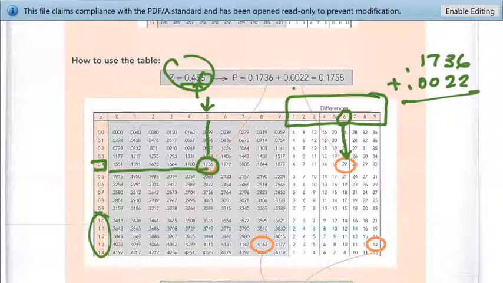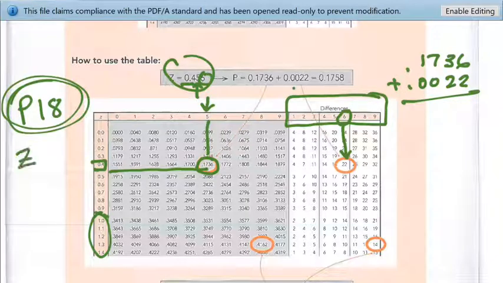Your homework is the homework on page 18, and that's finding z-scores. Know how to do that particular formula. But again, you don't have to memorize the formula.